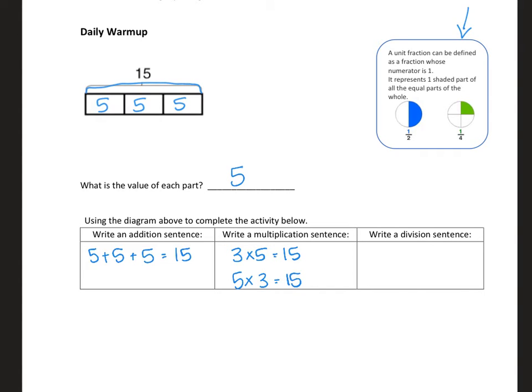Okay, then it says write a division sentence. All right, so I'm going to just go back to my multiplication and do the opposite. So I'm going to say 15 divided by 5 equals 3, or 15 divided by 3 equals 5. Okay, so that's our daily warm-up for today. It's just going to get you ready for that repeated addition and then making that into a multiplication sentence.